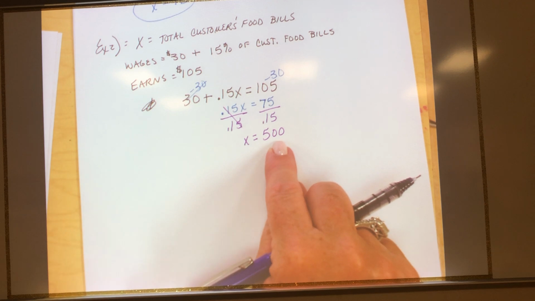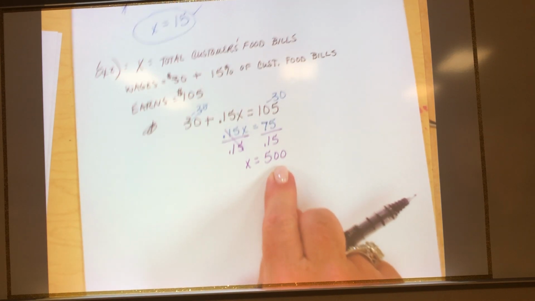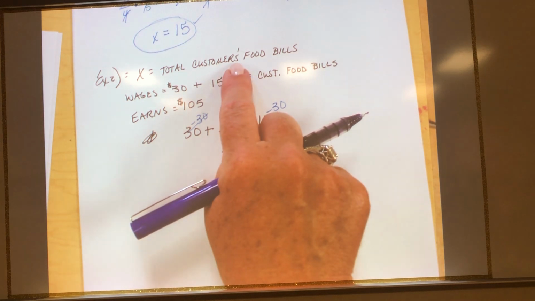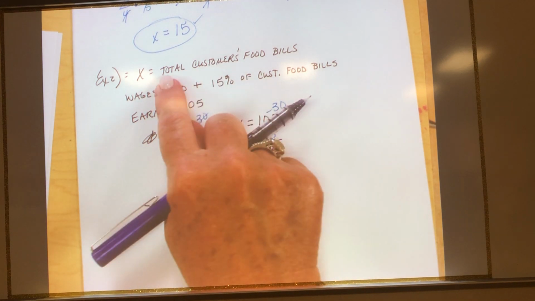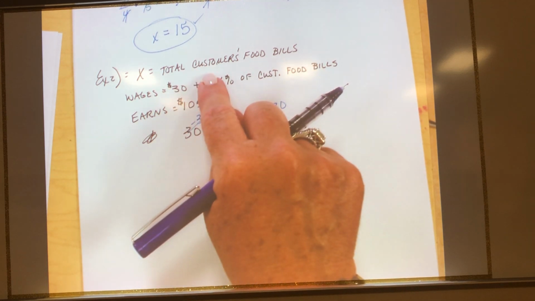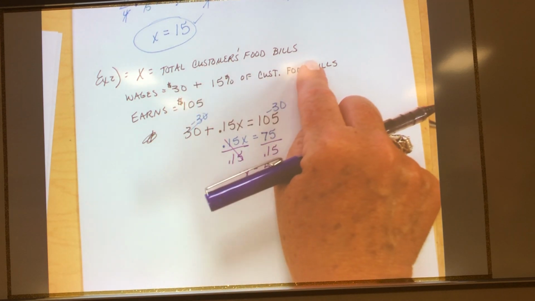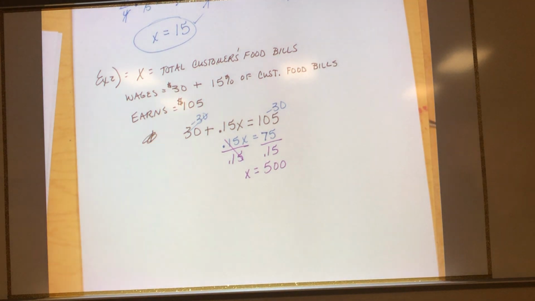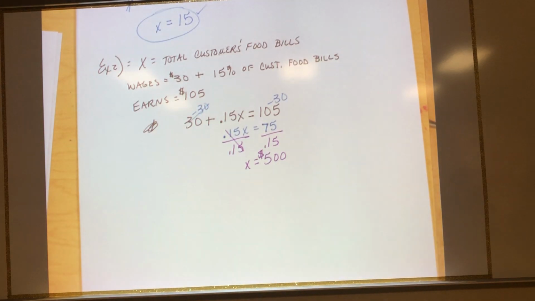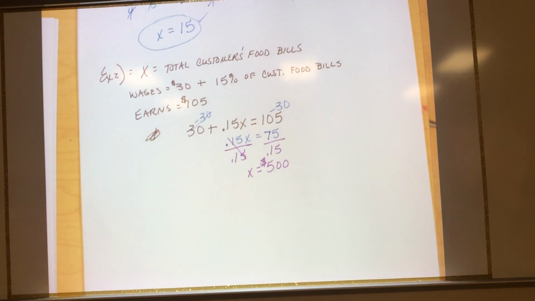No. Okay, so some of y'all, and part of it's because you're not looking at the problem in the book, but look what this says. Customers. Total customers' food bill. It doesn't say total customer food bill. It's not one person, but it's all their customers that they waited on that night, right? Now, is that reasonable? Yes, that is reasonable. Okay? Anybody got a question? Okay, let's keep going.